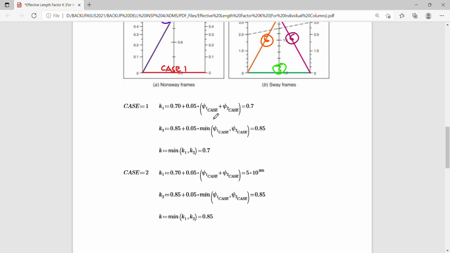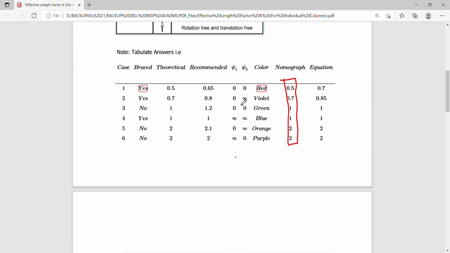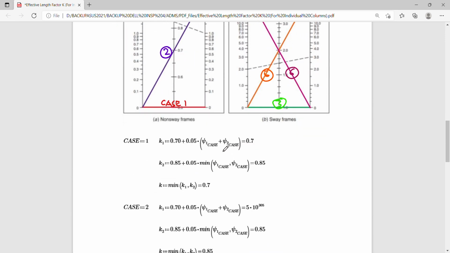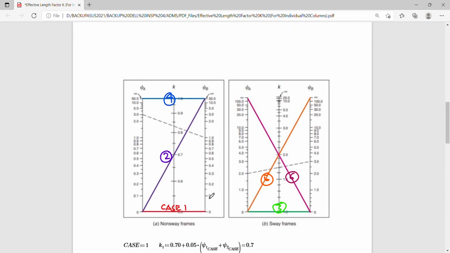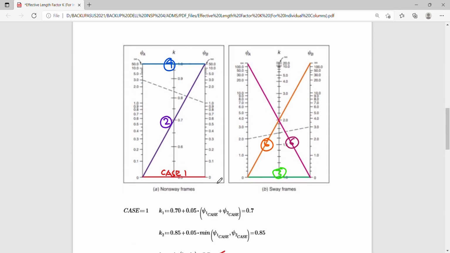For this particular case, this is now psi 0, 0. So if these are 0, then simply this will become 0.70 and 0.85. We choose the minimum value and it will come up with 0.7 as your value for k using the equation as tabulated on the table.